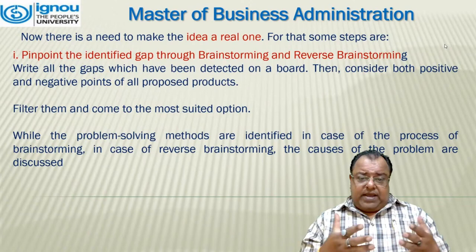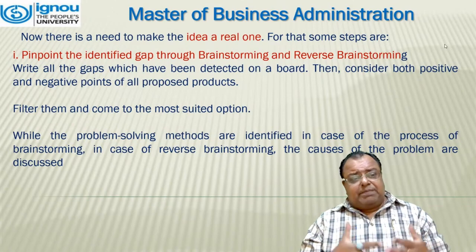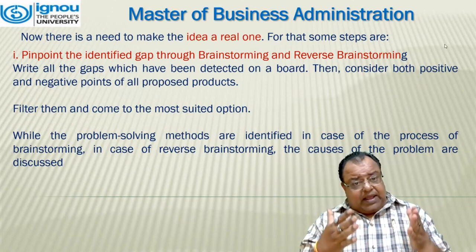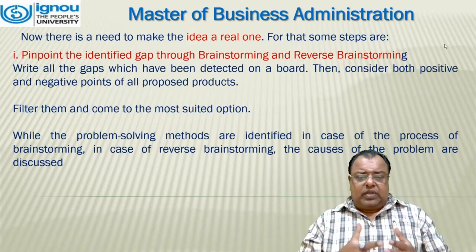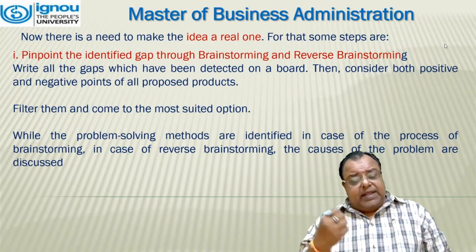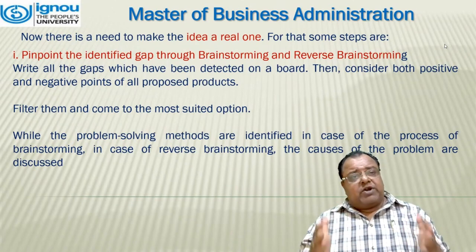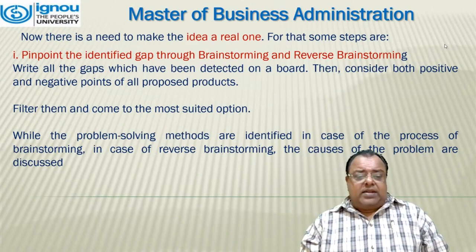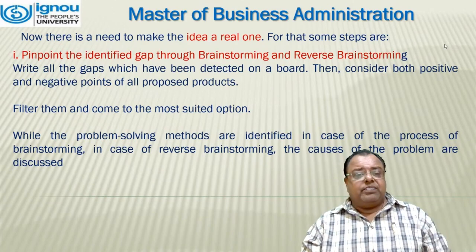Now, there is a need to make an idea a real one. For that, some steps are: first of all, pinpoint the identified gap through brainstorming and reverse engineering. Write all the gaps which have been detected on the board. Then consider both positive and negative points of all proposed products. Filter them and come to the most suited option. While the problem-solving methods are identified, in the process of brainstorming, in case of reverse brainstorming, the causes of the problems are discussed.